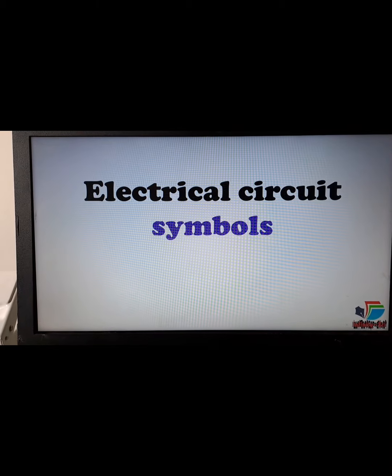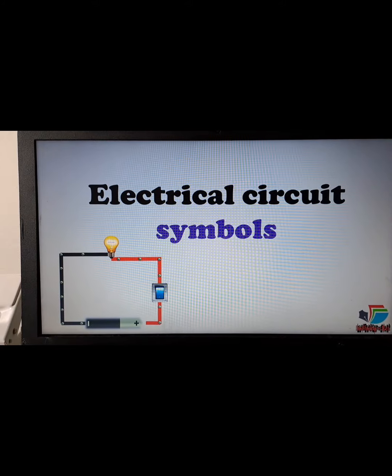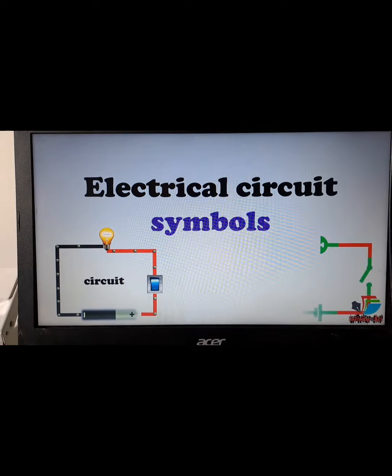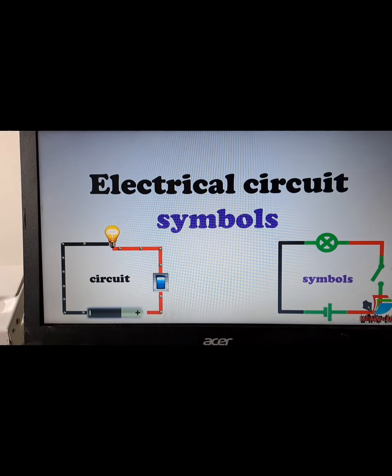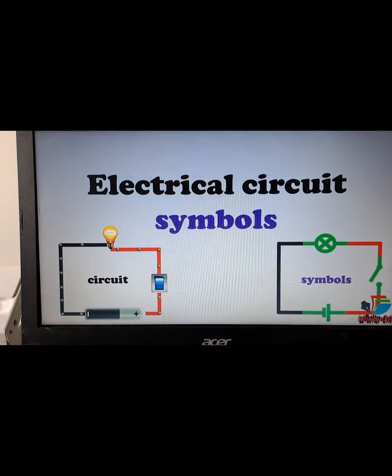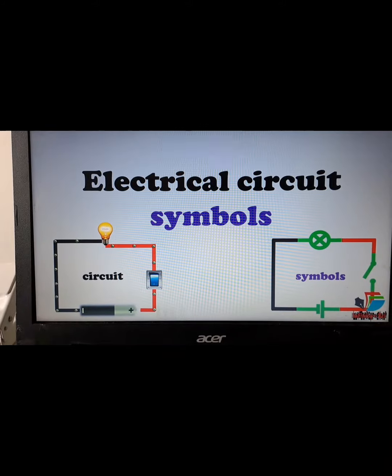Continuing to our electrical circuit symbols in detail, so we have the circuit there, that is a circuit picture, and we have the circuit diagram showing symbols, and the symbols are the ones in green. As you can see, each one matches the position of its picture on the left.